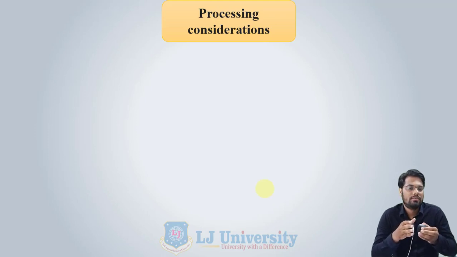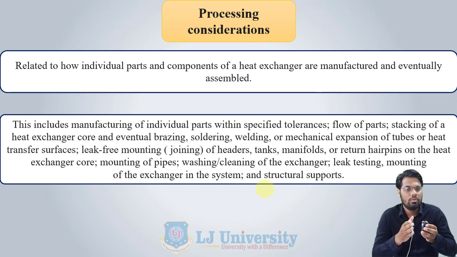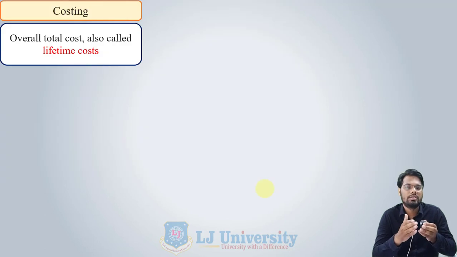Now process consideration: which process we are going to follow for the manufacturing or for the design of the heat exchanger. It is related to how individual parts and components of heat exchangers are manufactured and eventually assembled. This includes manufacturing of individual parts within specific tolerance, flow of parts, stacking of the heat exchanger core, and eventual brazing, soldering, welding or mechanical expansion of tubes or heat transfer surfaces, leak-free mounting of headers, tanks, manifolds or return hairpins on the heat exchanger core, mounting of pipe, washing and cleaning of the heat exchanger, leak testing, mounting of the heat exchanger in the system and structural support.